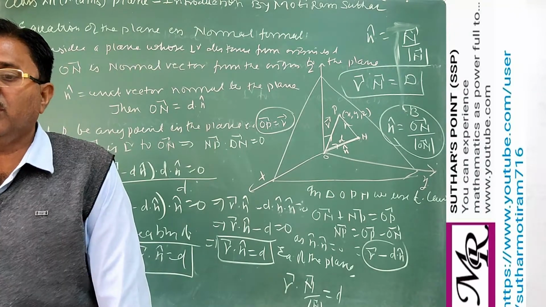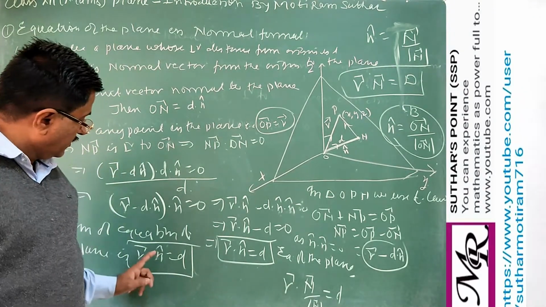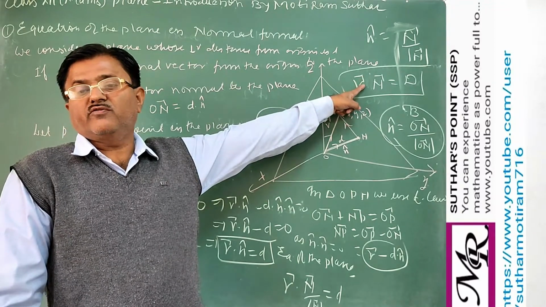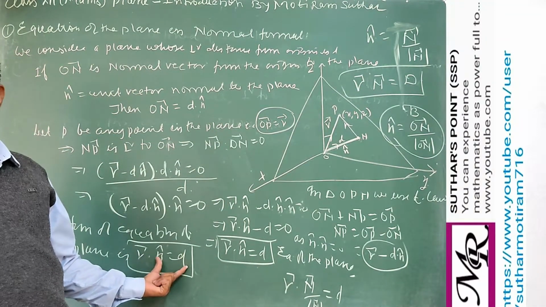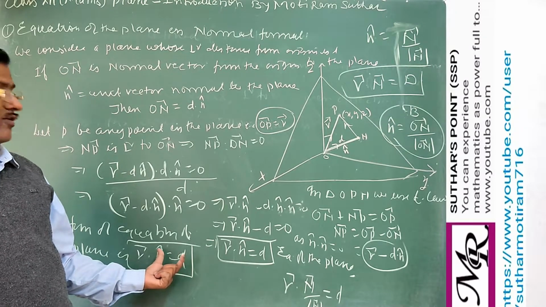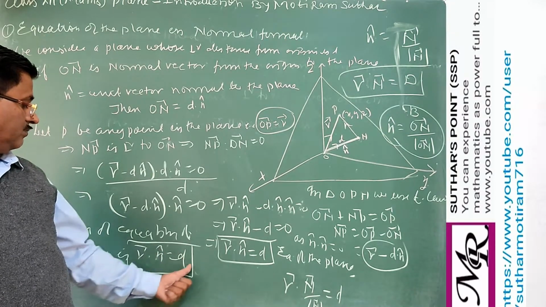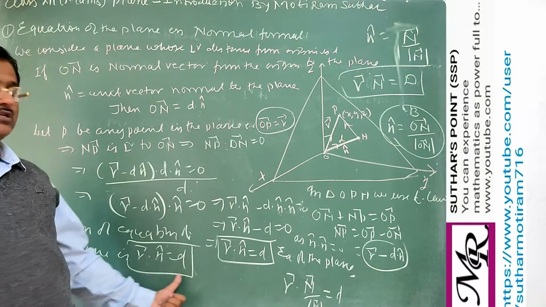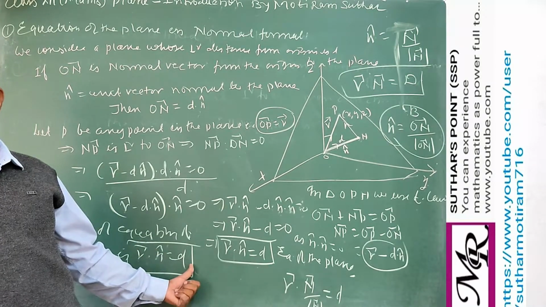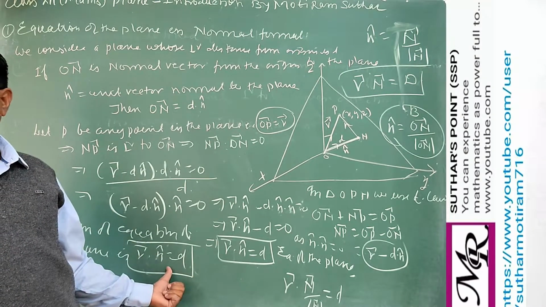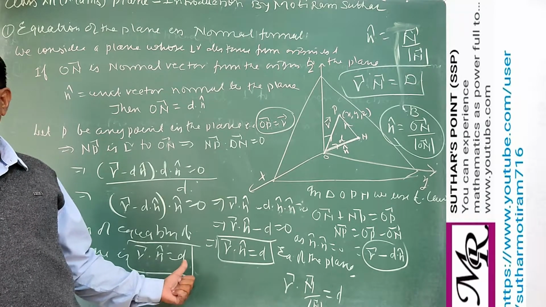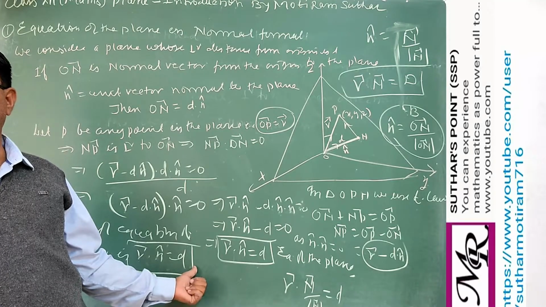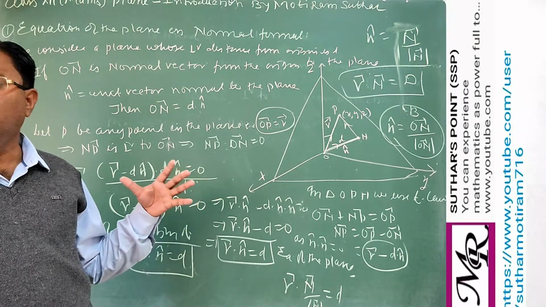So what is the meaning of this? Here there is so much difference between these two. This is the standard form or normal form of the vector equation of a plane. How to find the equation of a plane in vector form? In which n cap is the unit normal vector perpendicular to the plane, where small d is the distance of the plane from the origin.